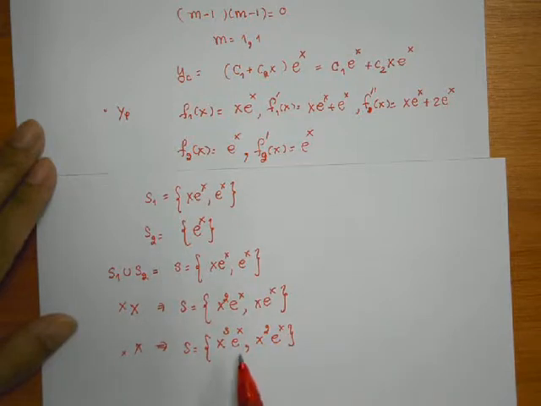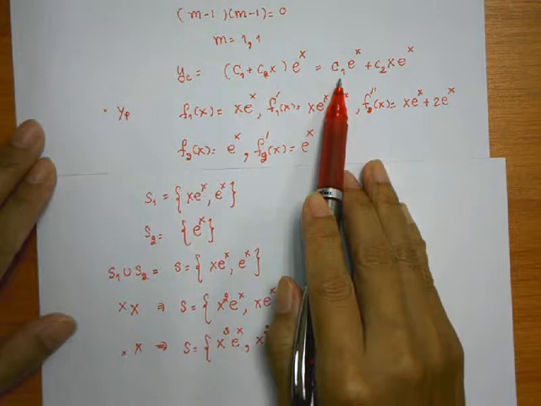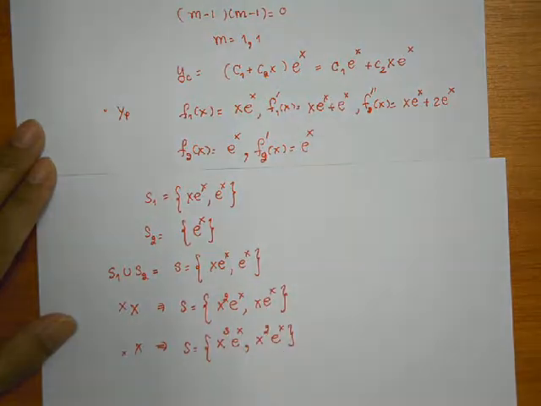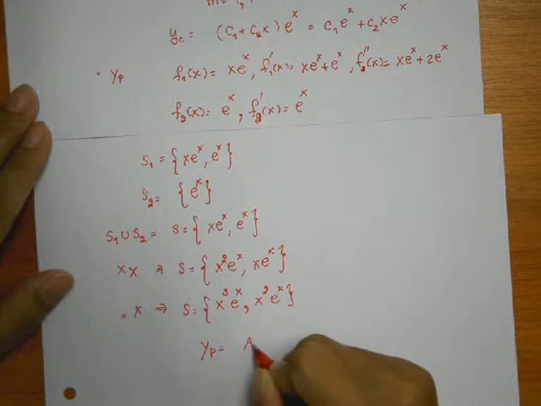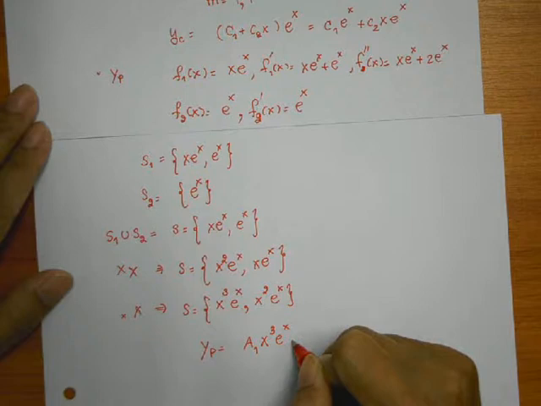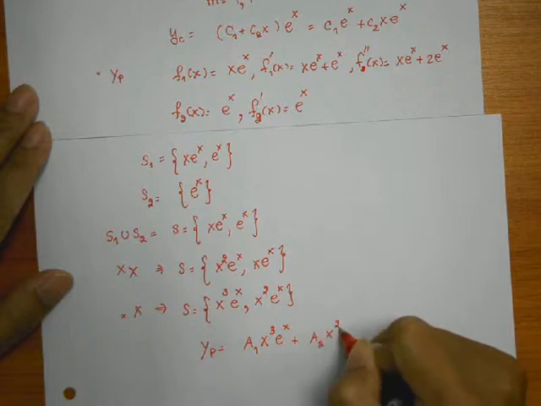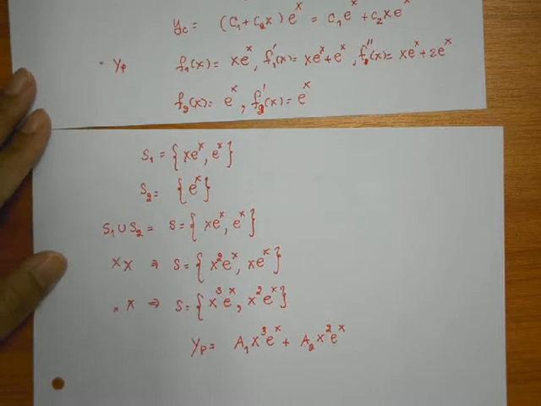Now, is any function in here repeated with any function in yc? No. If no, then that is it. So you can assume that your yp is equal to the summation of these two functions. And then the next step is just repeated as our first example, that we swap our yp back into our differential equation.